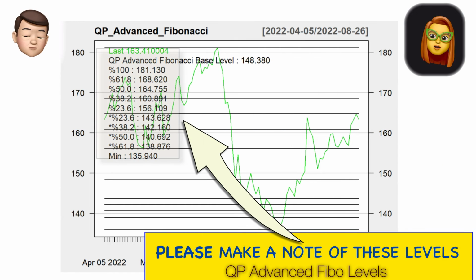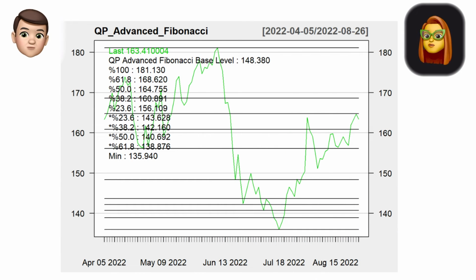You see the QP Advanced Fibonacci Retracement levels on the chart. These levels provide more accurate support and resistance values. In this way, stop loss and take profit levels can be redesigned more accurately. In order to minimize the risk, it is beneficial to consider the Quants Pro Advanced Fibonacci Retracement Scale together with other technical analysis methods. Lisa.